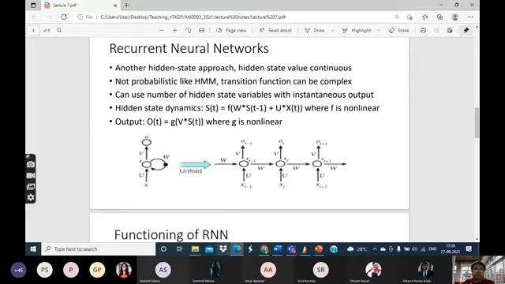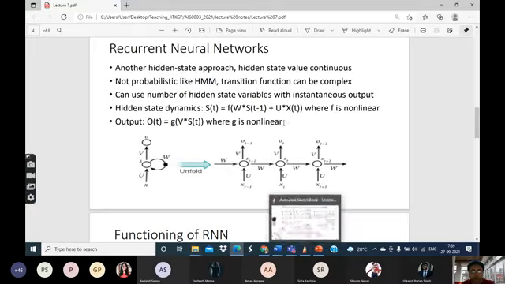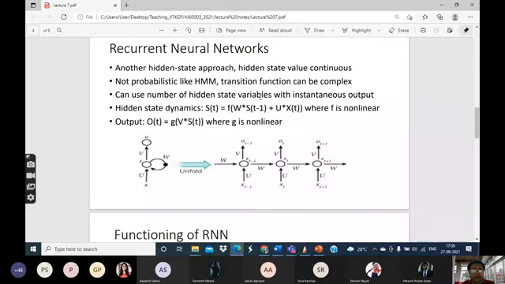Now let us come to another kind of model for time series data, which is known as recurrent neural networks. This is also a hidden state model, but in this case the hidden state values can be continuous. Unlike an HMM, where the hidden variables are discrete and take capital K different values, here they can be continuous also. In fact, they need not be single numbers; they can be vectors, matrices, tensors, arbitrarily complex. While this type of model is not probabilistic, its transition function can be very complex.